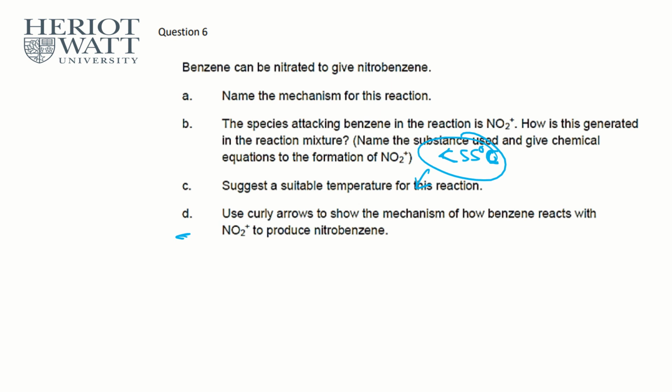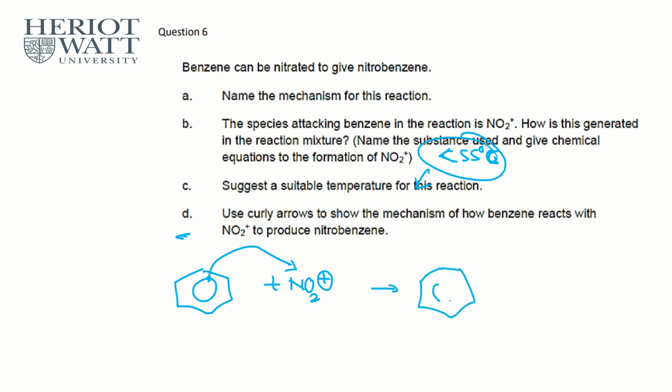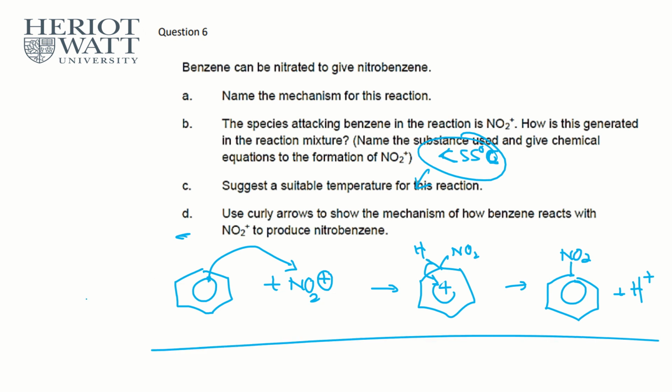And part D, use curly arrows to show the mechanism of how benzene reacts with the NO2 positive. Again, it's electrophilic substitution. You have a benzene ring with NO2 positive, right? And a curly arrow from the benzene ring double bond to the positive, and then you get an incomplete ring with a positive charge. The H was originally there, NO2 is now attached, and you pull in the C-H bond so that you get back your delocalized pi system, stabilizing it, and then you have your NO2 attached to it plus H plus. So this is the mechanism for part D.